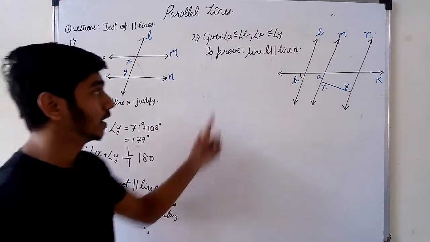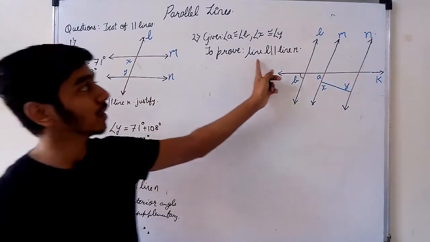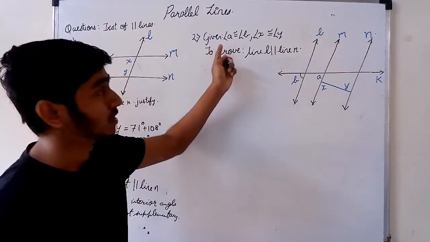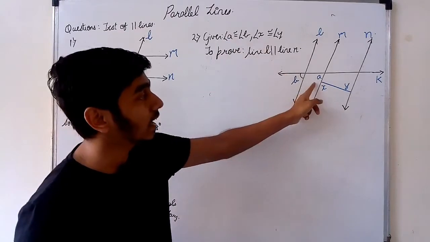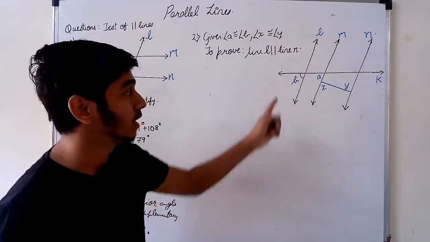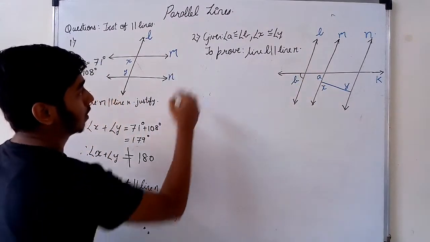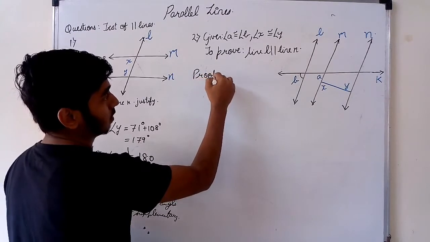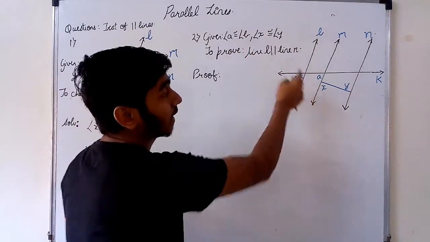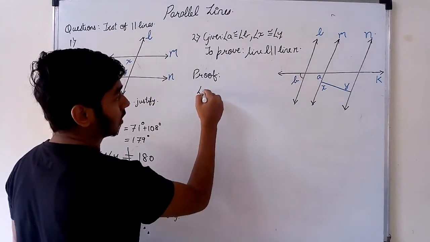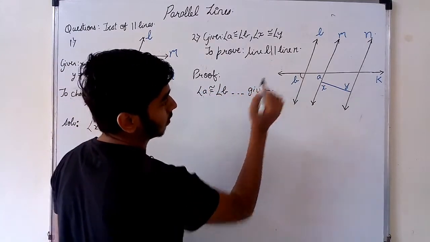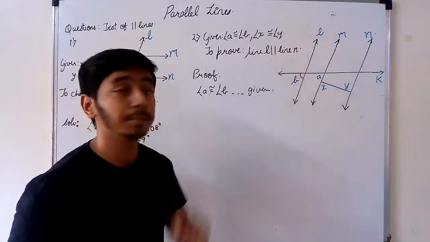Easy one. Then again we have to prove that lines l and n, they are parallel, where it is given that angle A and B are congruent, and x and y are also congruent. So let's see them one by one. Let's see the proof. Let's consider l and m first. So we'll consider angle A and angle B first. Let's say angle A is congruent to angle B. Why? Because it's given.